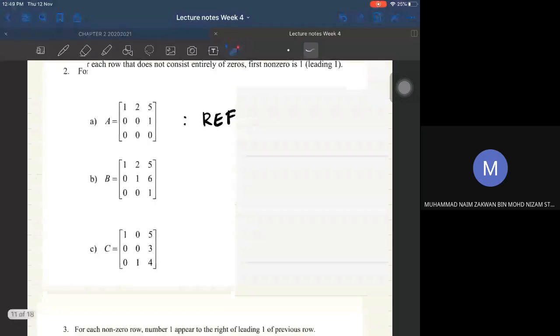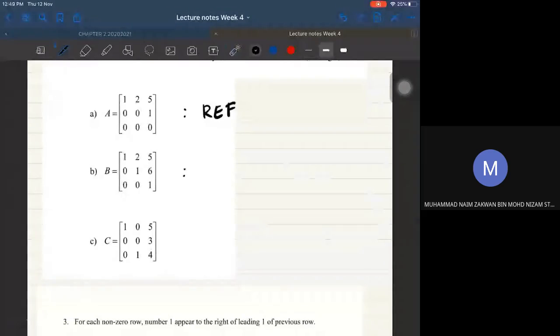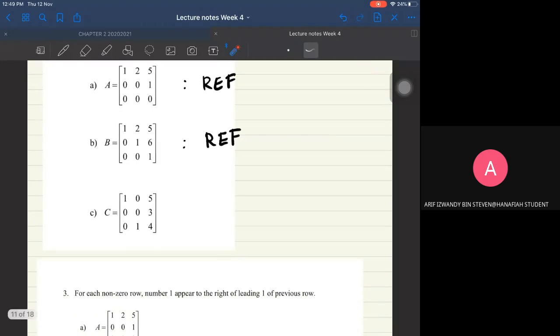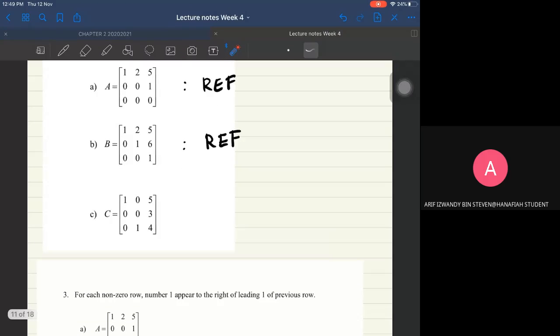So B, this is REF or not? Yes, this is REF. Okay, dia masih memenuhi syarat yang pertama dan kedua dan ketiga. Okay. So sebab dia tak ada row yang semua 0, so dia satisfy lah rule yang pertama. And rule yang kedua kata nombor pertama dia mesti 1. Okay. For C, REF or not? No, not REF.